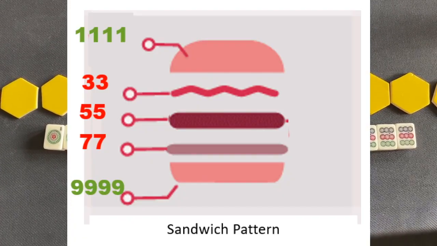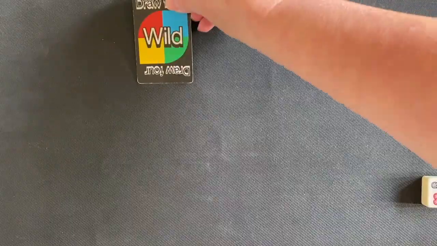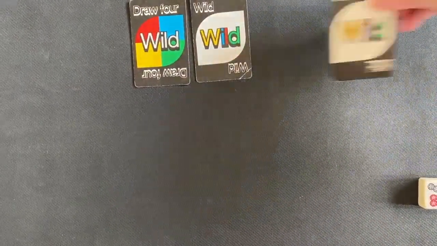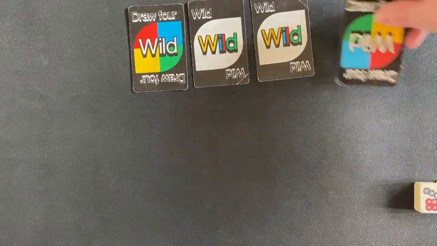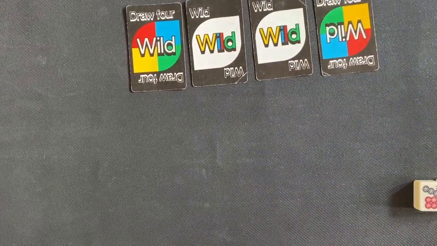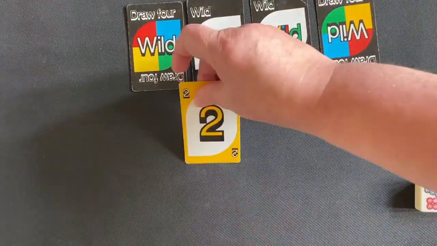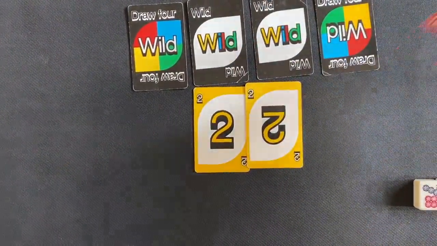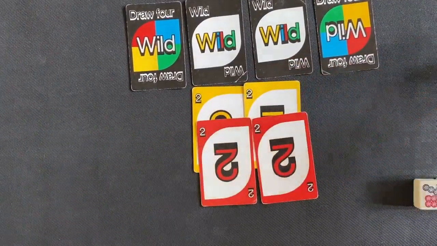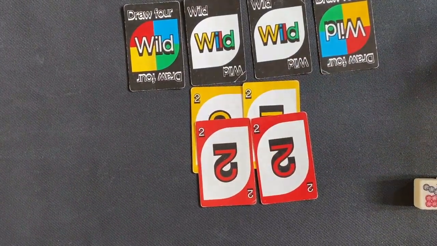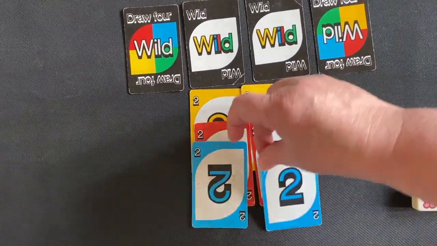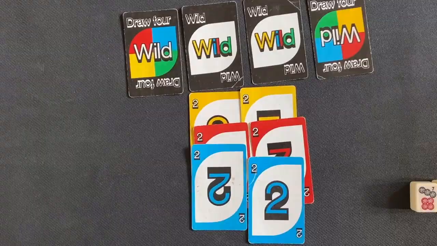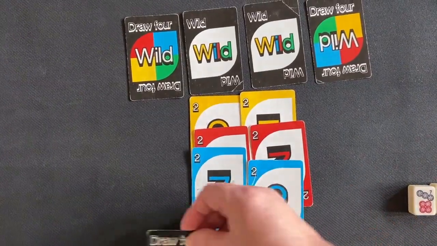Let's look at this one more time. Who doesn't love the game Uno? Let's make a sandwich with our Uno cards. We have 4 wild cards, and we're going to put our meat in the middle with our pairs of 2s. We have 3 pairs of 2s. And next we're going to finish off our sandwich with our wild cards, 4 of them.